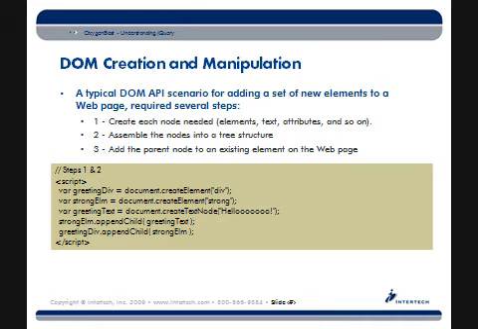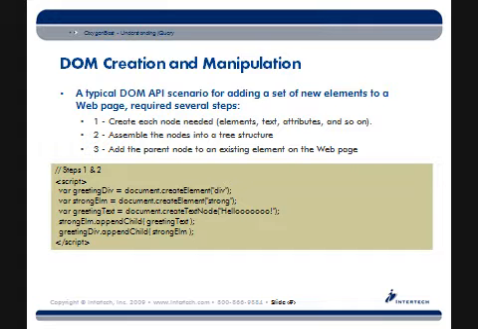So that's a little bit about Ajax. Let's jump into the DOM, document object model, creation and manipulation. So if we think about a typical DOM scenario where we're wanting to create some nodes and eventually put them in a page, there's usually 3 steps.